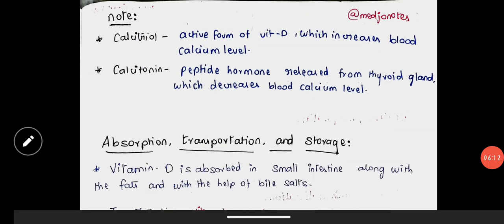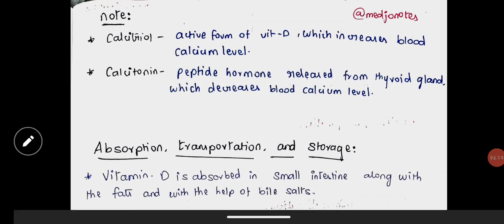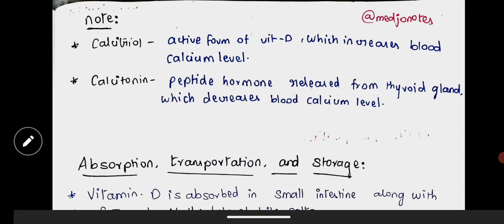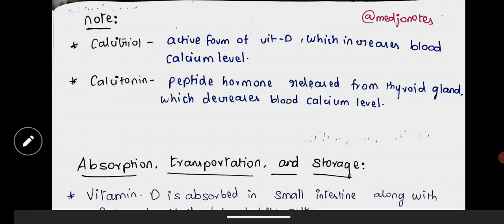Okay, what is being written? Calcitriol and calcitonin sound similar, right? We'll see the difference. What is calcitriol? We have studied it as the active form of vitamin D, which increases the blood calcium level. So vitamin D, calcitriol, increases the blood calcium level.